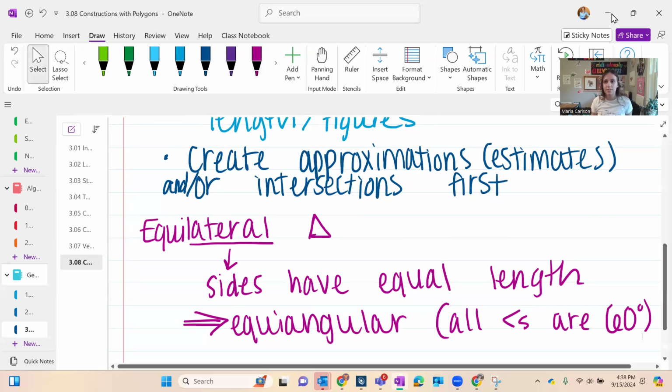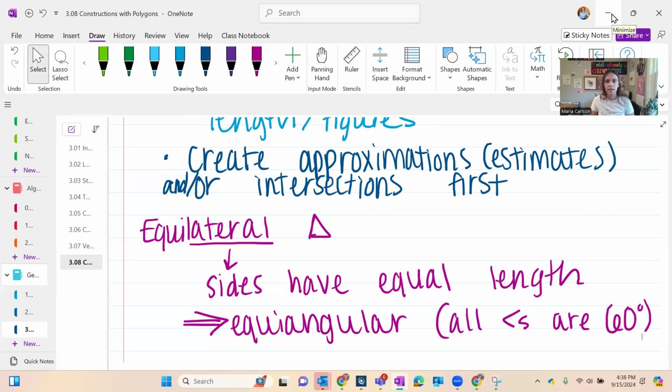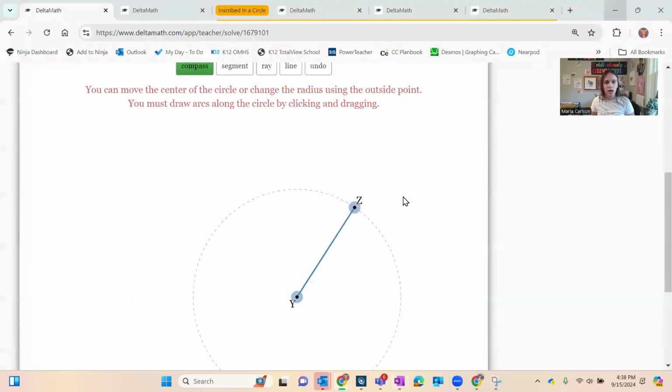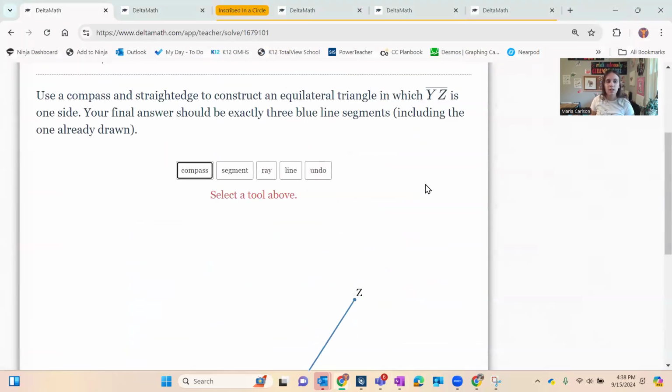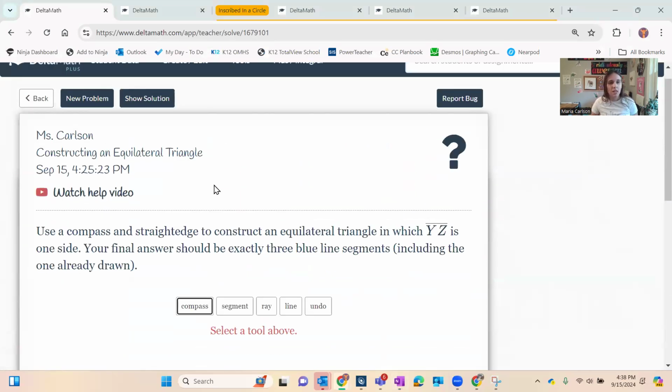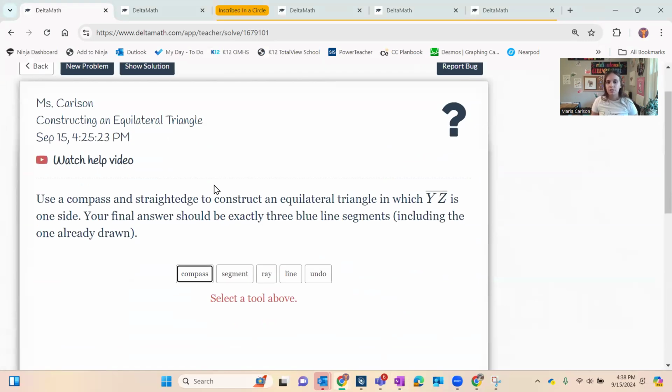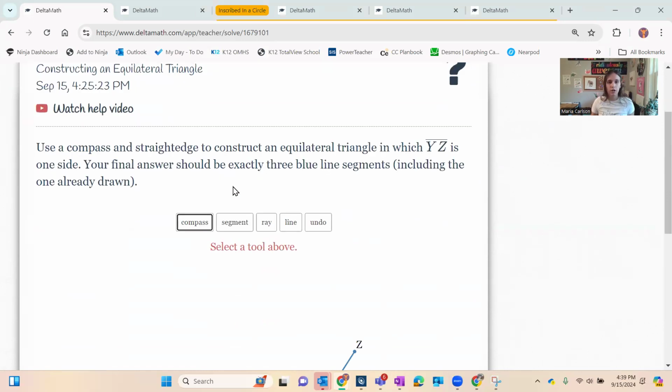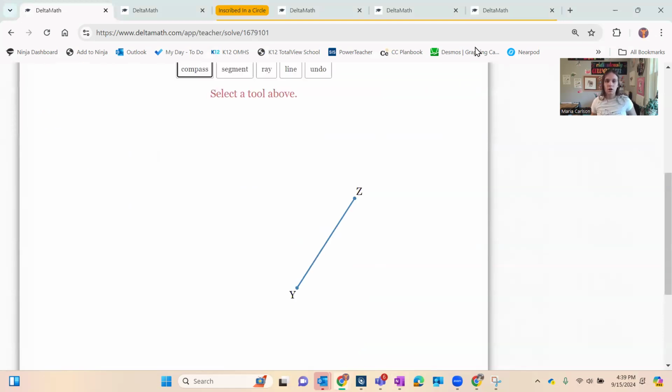So let's look at an example constructing an equilateral triangle. This is the problem here, and it is screen sharing correctly. Use a compass and straight edge to construct an equilateral triangle in which YZ is one side. Your final answer should be exactly 3 blue line segments, including the one already drawn. So here is our line segment, and my goal is to essentially copy this to create an equilateral triangle. So how might we do this?